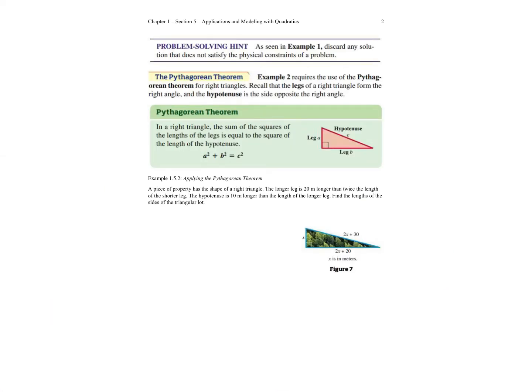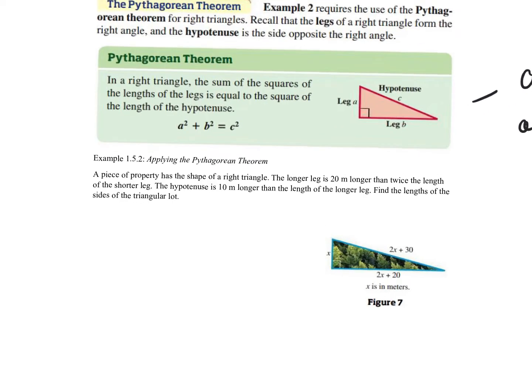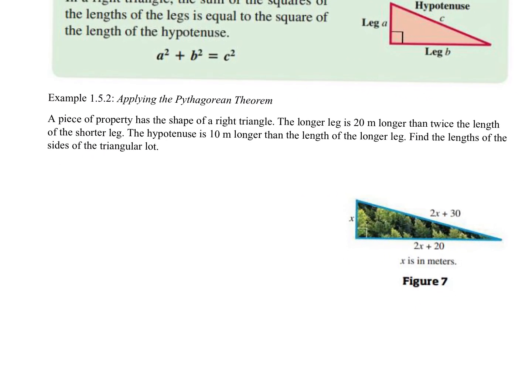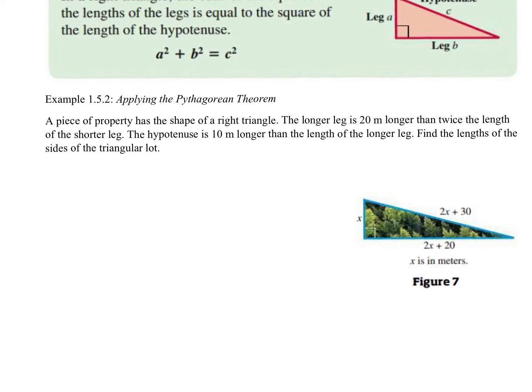Hopefully from geometry and even 8th grade, you remember Pythagorean theorem, a squared plus b squared equals c squared. It's for a right triangle only. C squared, or c, is always the hypotenuse. And then A and B are always the two legs.